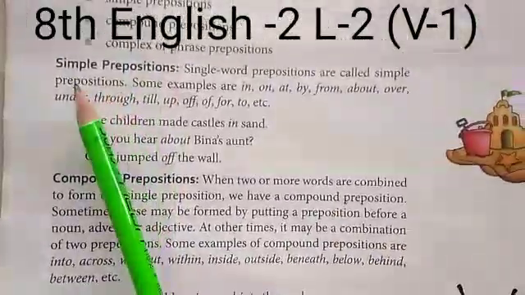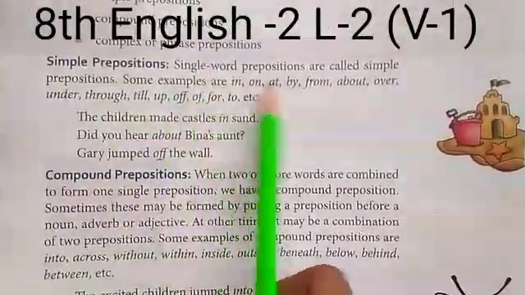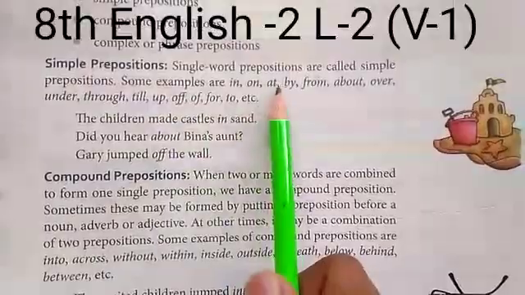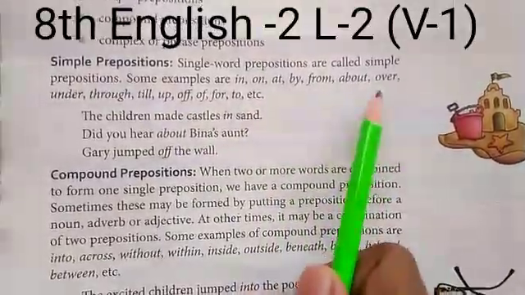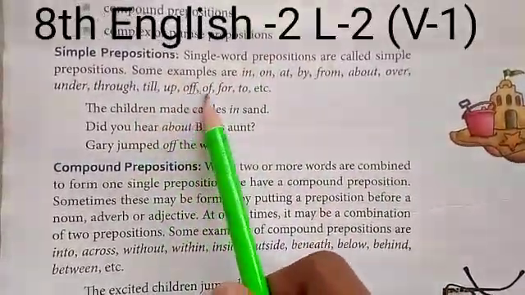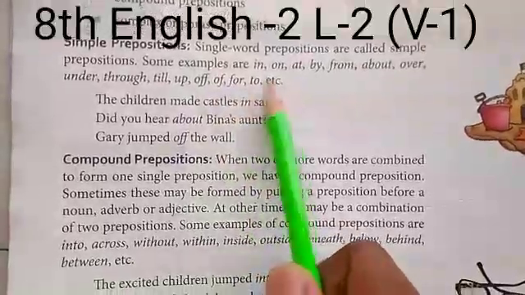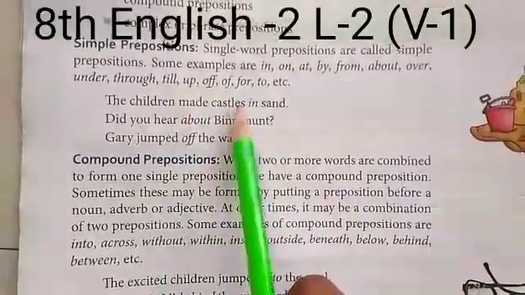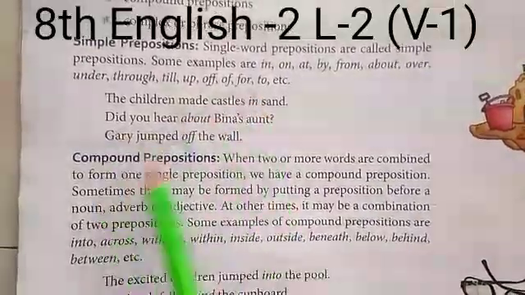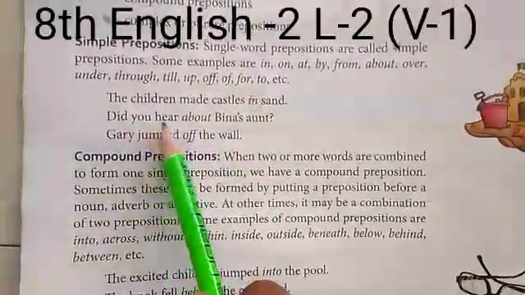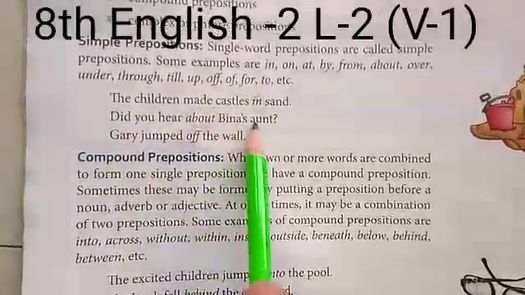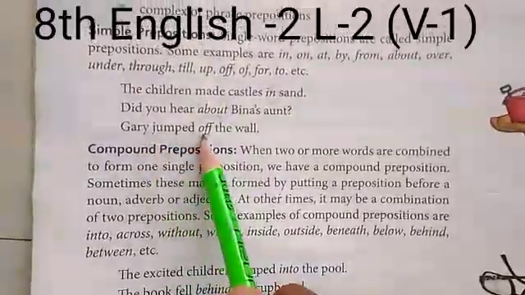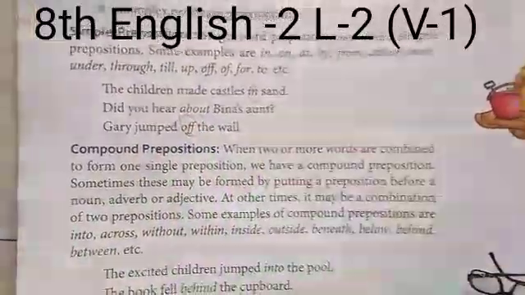Now first we are discussing the simple preposition. Single word prepositions are called simple prepositions, and examples are in, on, at, by, from, out, over, under, through, till, up, off, for, to, etc. These are single word prepositions. The children made a castle in sand. So in is a preposition here. Did you hear about Bina's aunt? So about is a simple preposition. Gary jumped off. Off is a simple preposition.